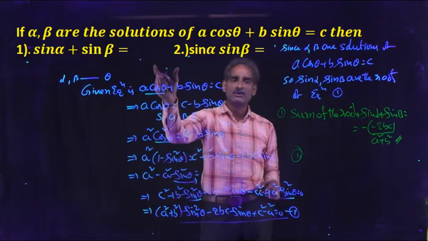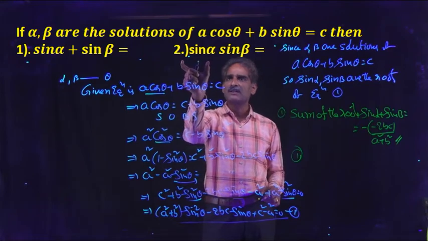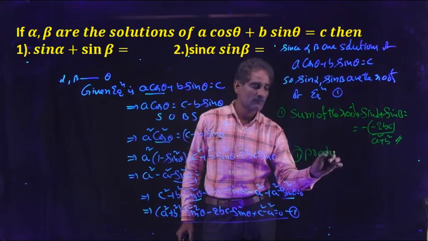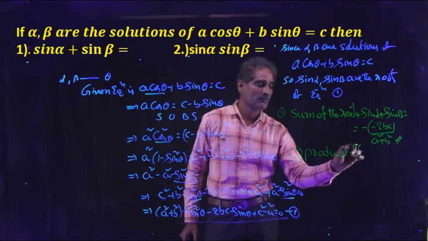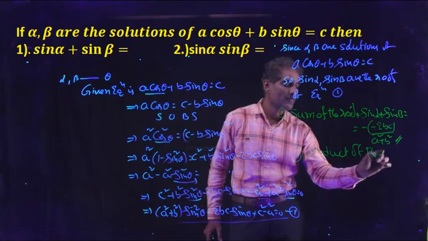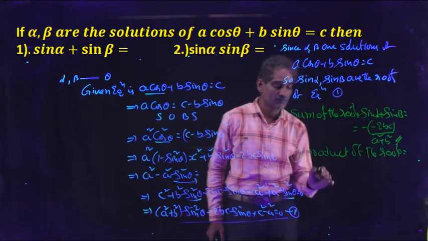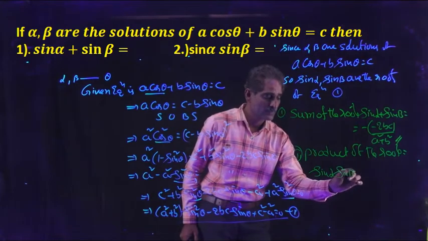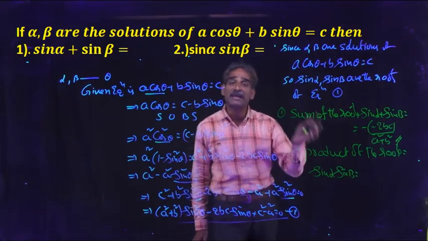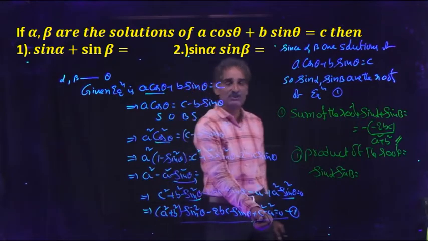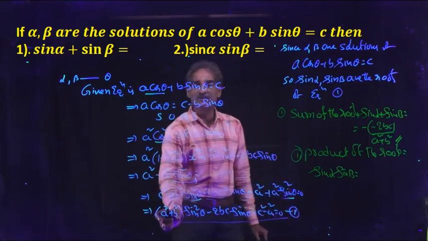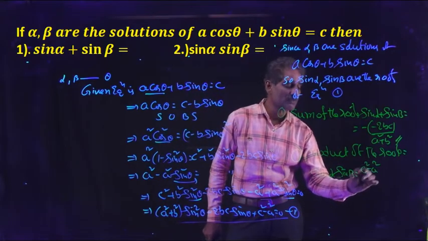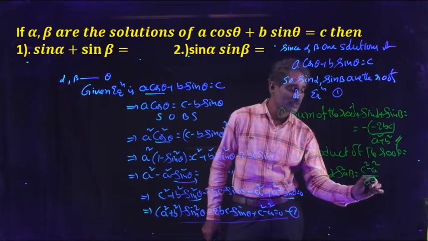For the second one, we have to find sin alpha into sin beta. It means the product of the roots. The product of the roots, sin alpha into sin beta, equals c by a, that means constant by x square coefficient. Here the constant is c square minus a square, the square coefficient is a square plus b square. Therefore this is equal to c square minus a square by a square plus b square.